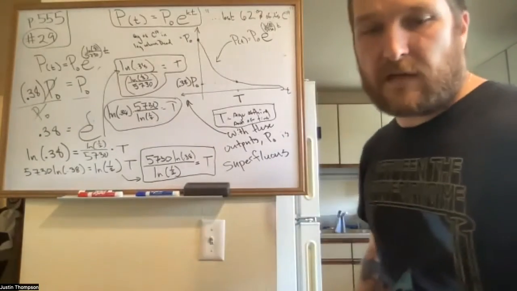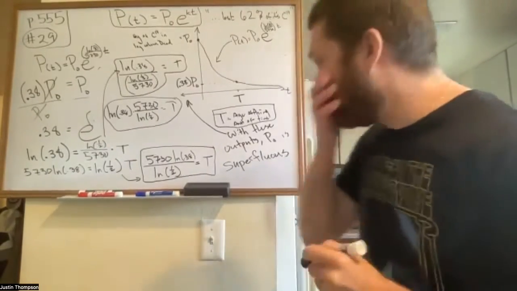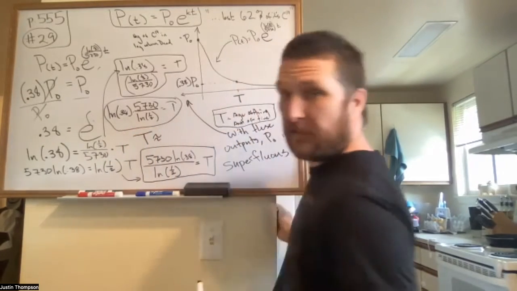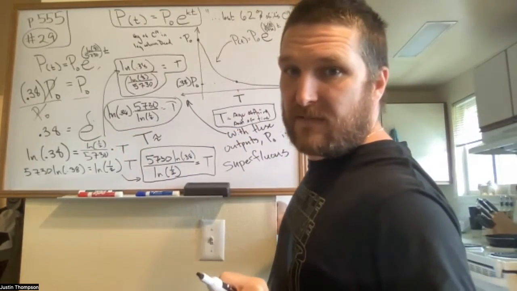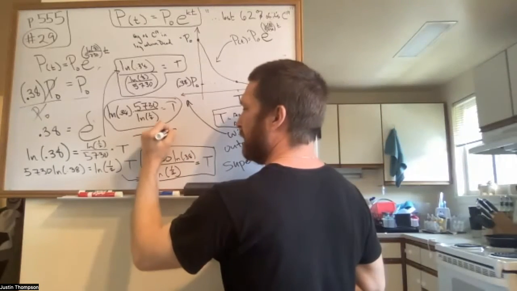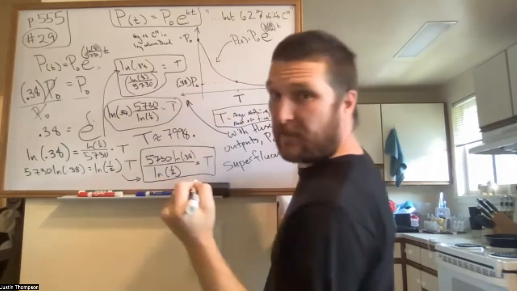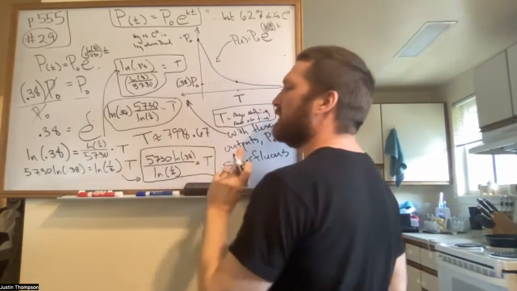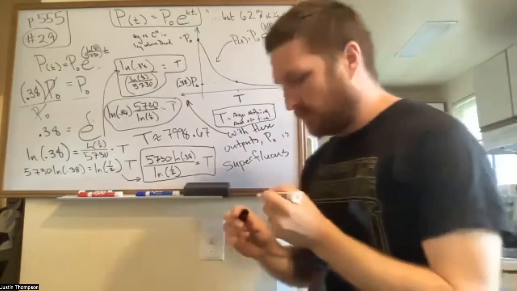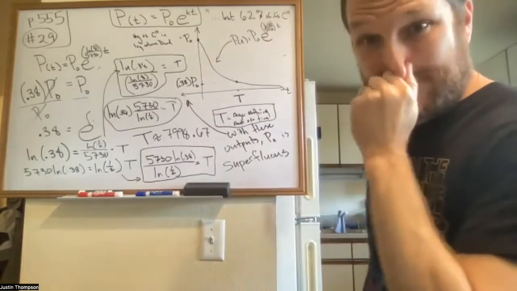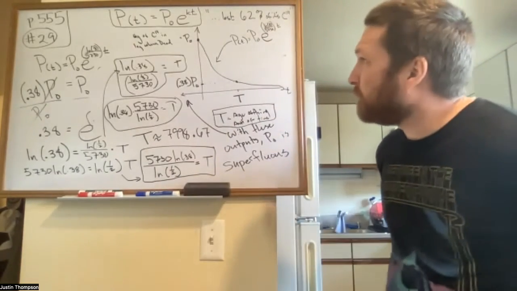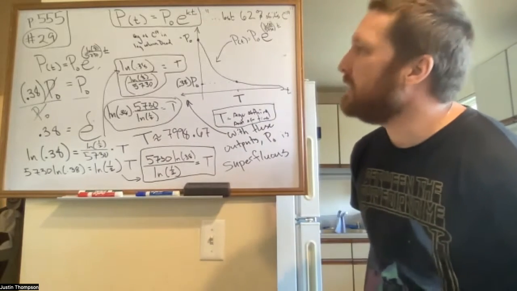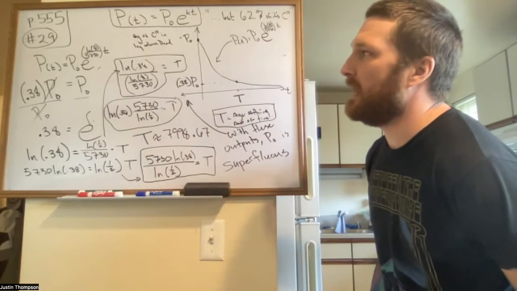And we get, finally, that T is approximately 7998.67. What are the units of that? Years. It is years. Yeah, it has to be.